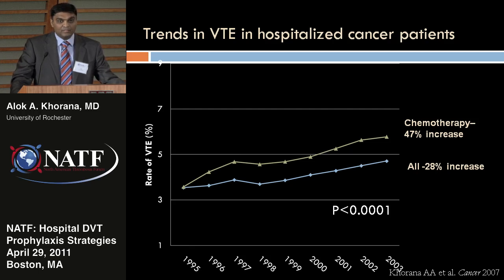And oftentimes oncologists and other providers for cancer patients tend to view thrombosis as a complication of terminally ill patients, or as not being important in patients in whom we are aiming for a cure. And so I like to point out the graph here, which shows that patients receiving chemotherapy that were admitted to the hospital not only had higher rates of VTE, the rate of increase of VTE was also steeper in those patients. So 47% increase between 95 and 2003, which is the last year that we have good data available for at this point.